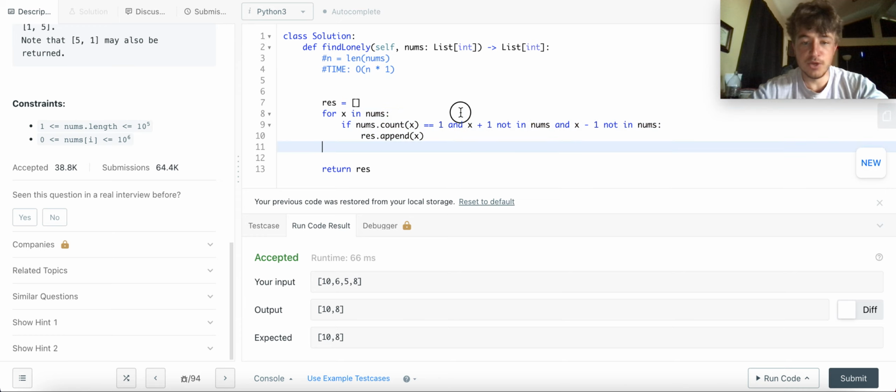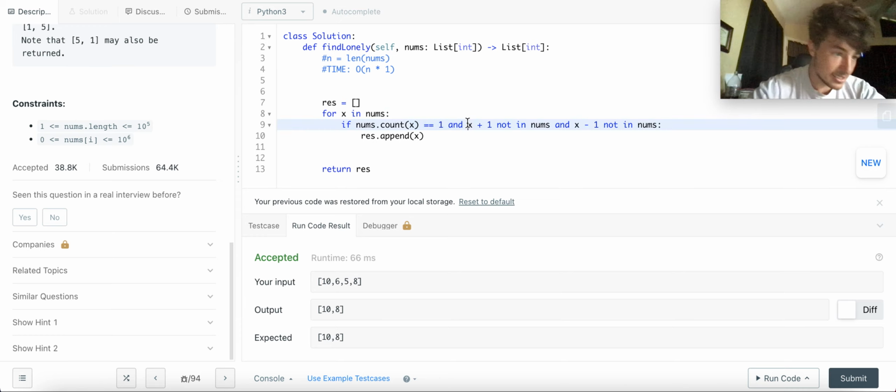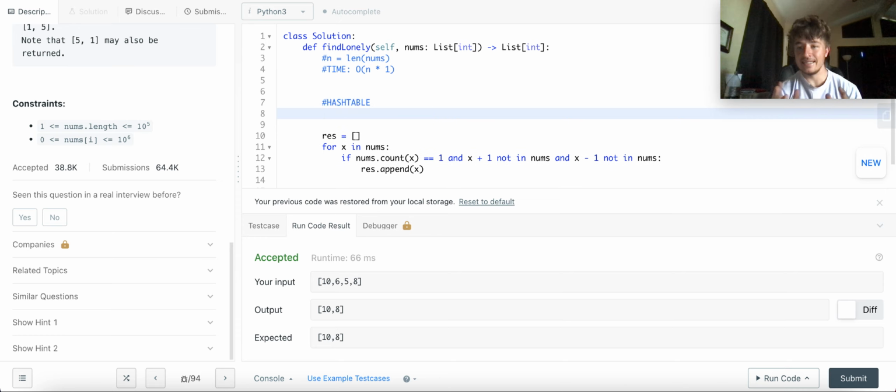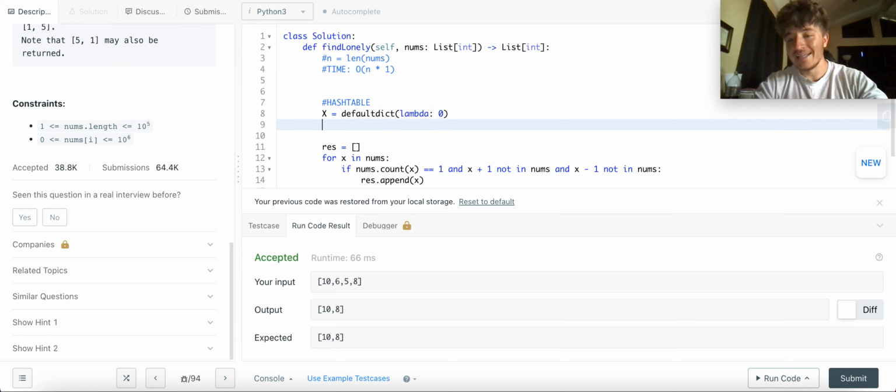So what data structure can we use to see the frequency of something and if the neighbors exist? Well, what you should probably know about is a hash table, okay? Now, a hash table will keep a key and a value, and in constant time, you can check if the key exists. So if we create a hash table, we'll call it X, and we'll make it a default dict, a hash table dictionary. There are so many different ways to call things. Okay, so X is a default dict.